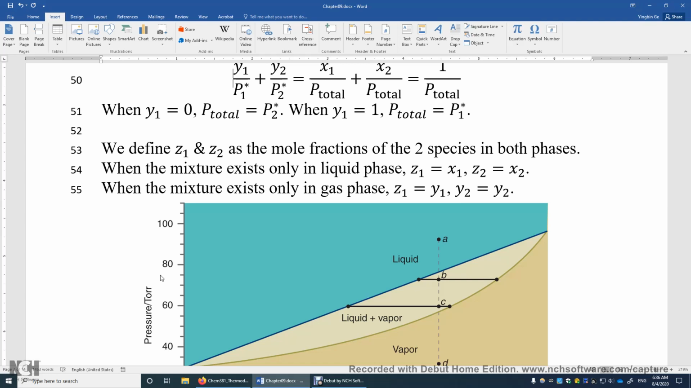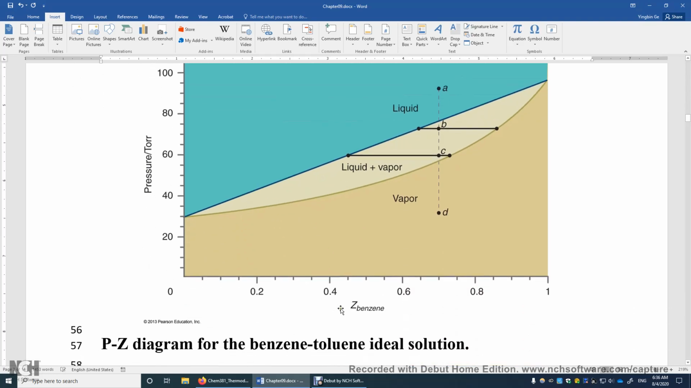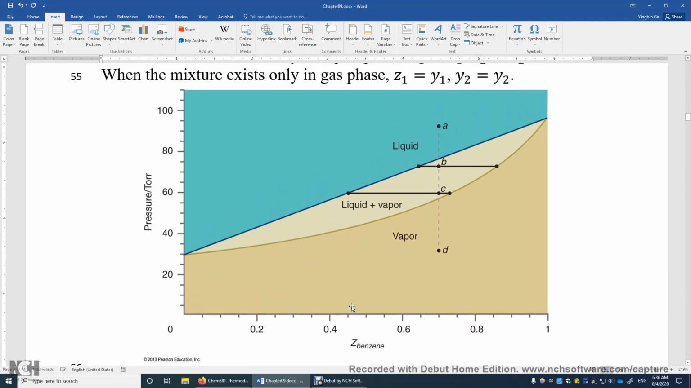Now let's look at the phase diagram of pressure versus Z. This is the pressure, this is Z. We're looking at room temperature. Remember, the temperature is being held constant to make things easier. And we're looking at benzene and toluene in this picture. Let's look at the liquid phase first. Under high pressure, the mixture of benzene and toluene is in the liquid phase. This is simple. There's only liquid phase.